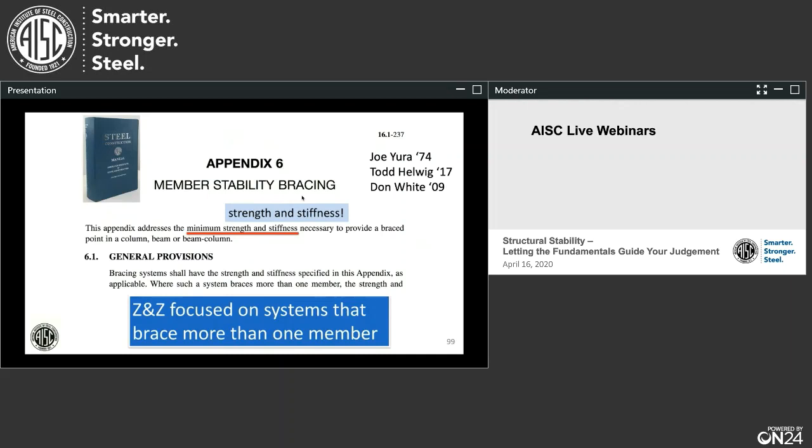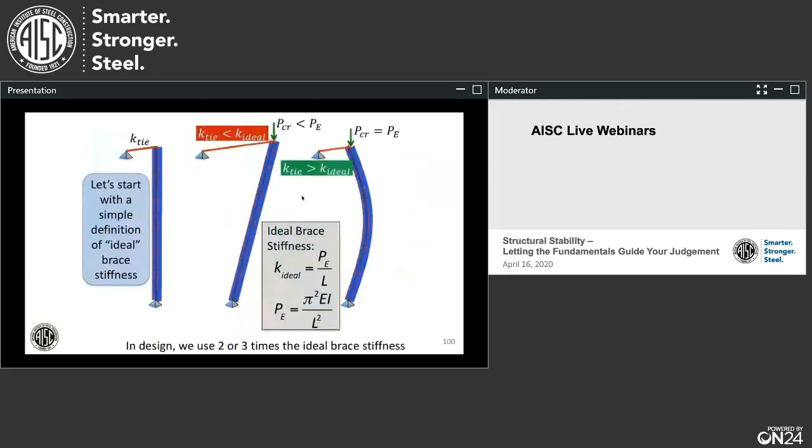I'd like to mention that Joe Yura, I had already mentioned his name, but Todd Helwig and Don White, and Todd won the Higgins Award in 2017, but those three people have contributed a lot to the provisions that are in our Appendix 6. So Constance and I are trying to make one more contribution here.